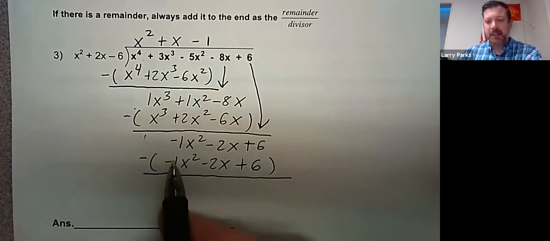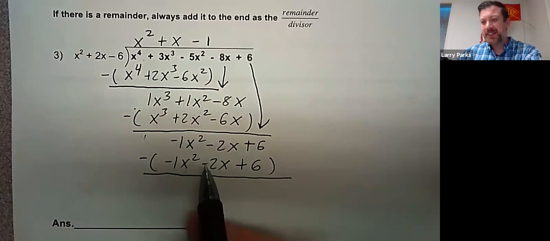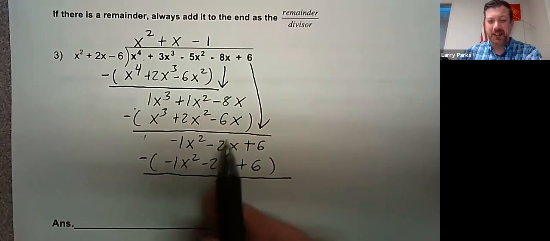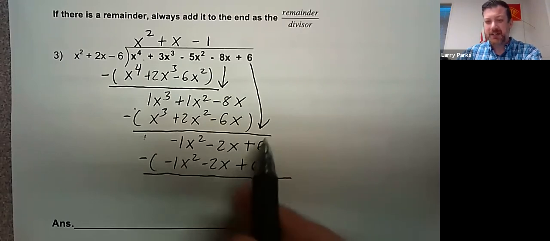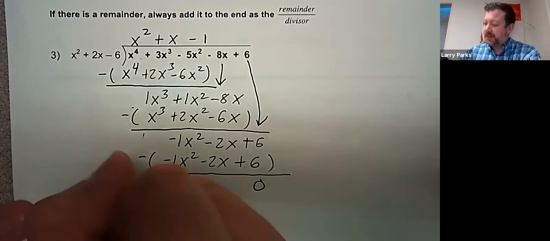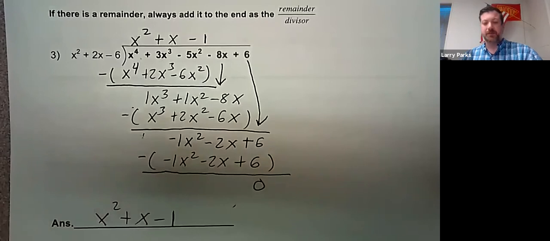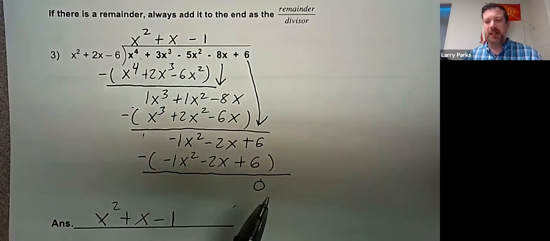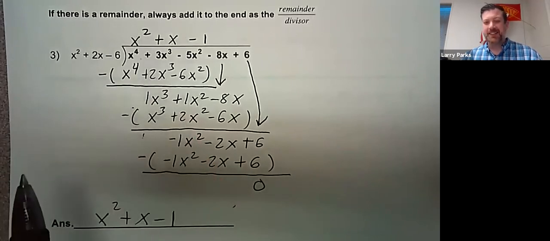Negative minus negative, that makes a +1. So those go away. -2 minus -2 is the same thing as -2 plus 2. So those go away. And then 6 minus +6 is just 6 minus 6. That also goes away. So we're left with 0. So my answer is x squared plus x minus 1. And the remainder is 0. So since the remainder is 0, this and this are factors.